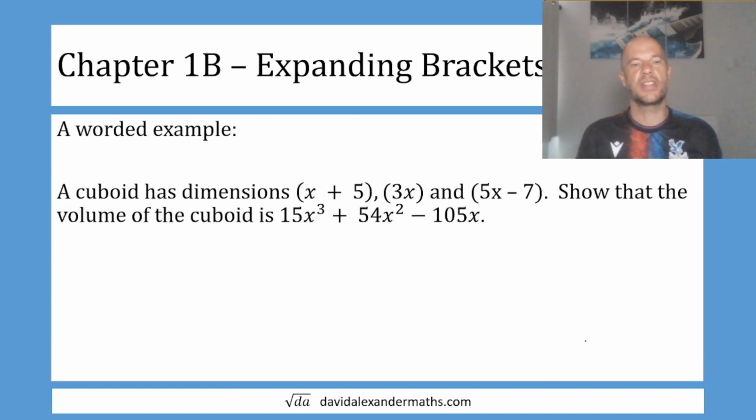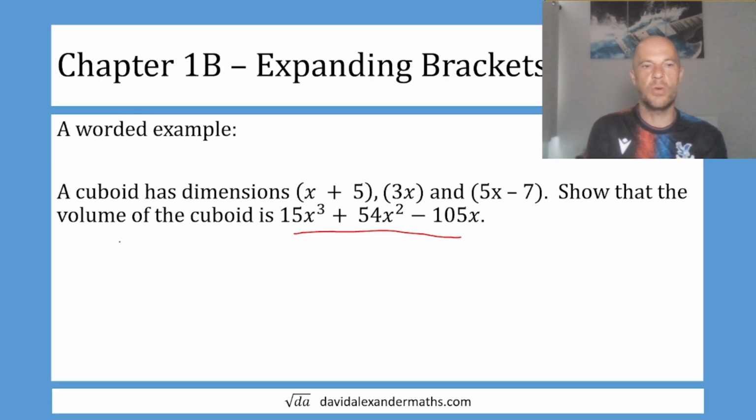Okay, here is a worded example. So a cuboid has dimensions x plus 5, 3x and 5x minus 7. Show that the volume is this stuff here. So the volume of a cuboid is the multiplication of the three dimensions. So all we need to do is multiply x plus 5 by 3x and then by 5x take 7.